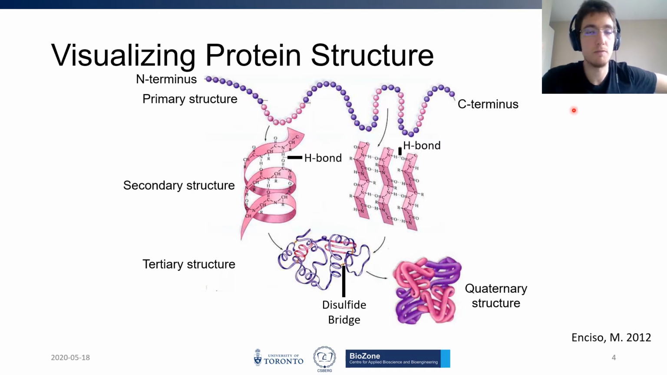Now, in order to go from this line of amino acids to a functional protein, there needs to be structural changes. So you go from this line to something that looks like more of a folded group of amino acids, right?